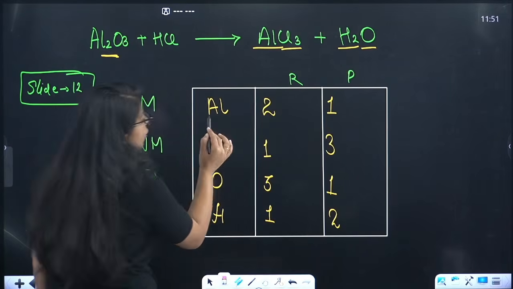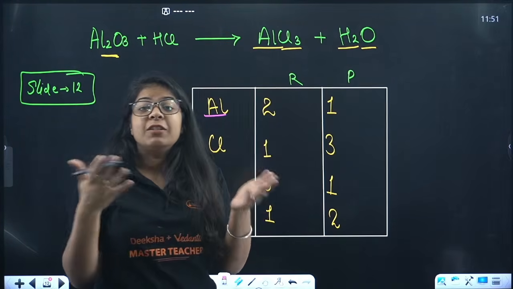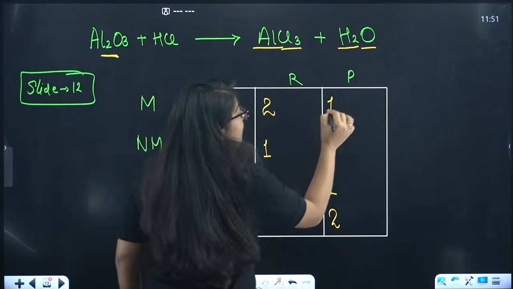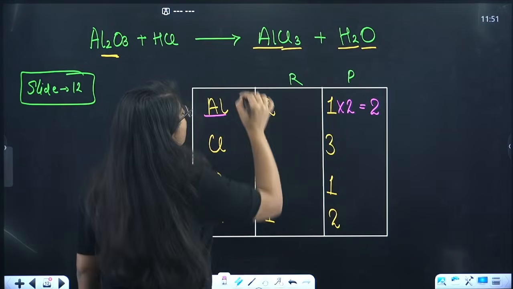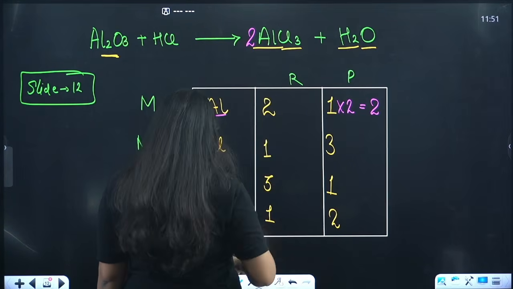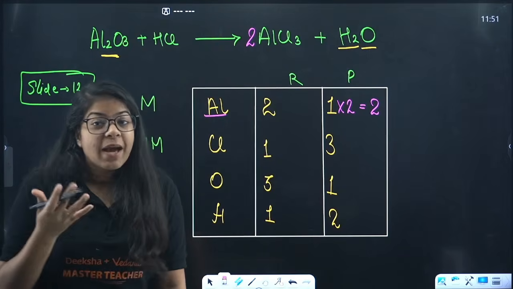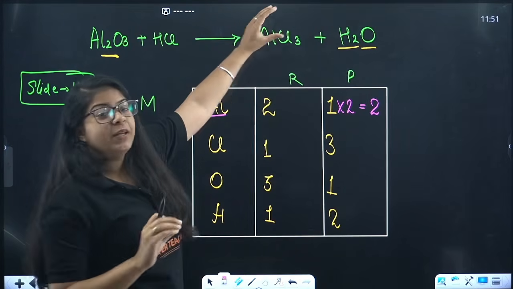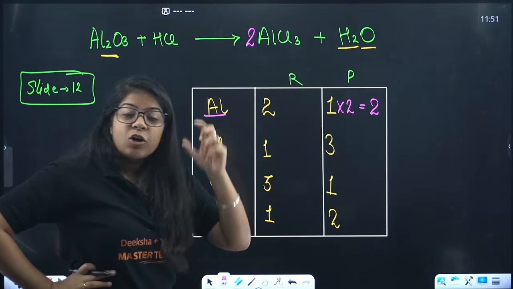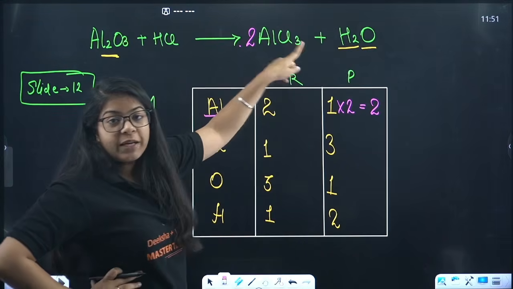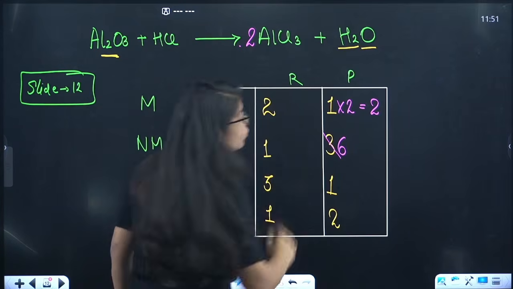Now beta, aluminium. 2 aluminiums are there on the reactant side, 1 is on the product side. What will we do? We multiply 1 with 2. 1 into 2, 2. So multiplying with 2, we will get 2 aluminiums on the product side. Done. So I will write 2 with aluminium to balance aluminium, right? But what happened? Every time you balance something, you go back and check whether you have unbalanced something else. In order to balance aluminium, we unbalanced chlorine, right? So now chlorine is not 3, it is 2 into 3, cut it, write down 6.